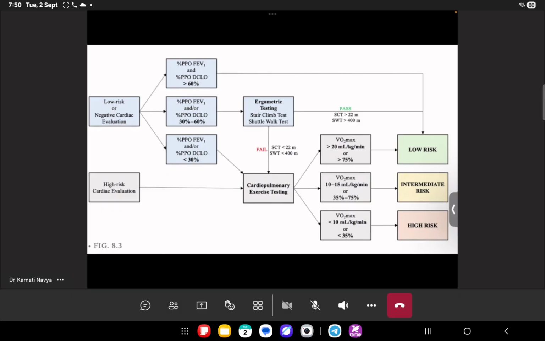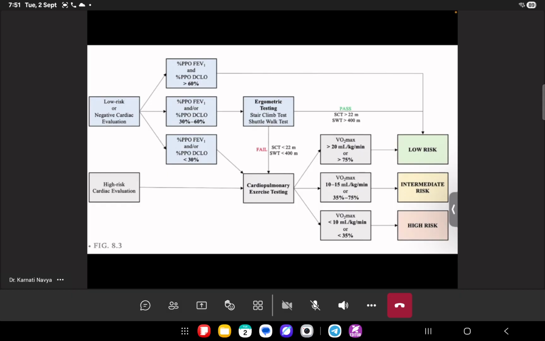This is the flowchart of how to proceed with the preoperative examination and testing. In case of low risk or negative cardiac evaluation, post-op predicted values are measured, and if it is more than 60%, it is considered low risk and you go ahead with the surgery. If it is between 30 to 60%, go ahead with ergometric testing, which is the stair climbing test and shuttle walk test. If the patient passes, then it is considered low risk.